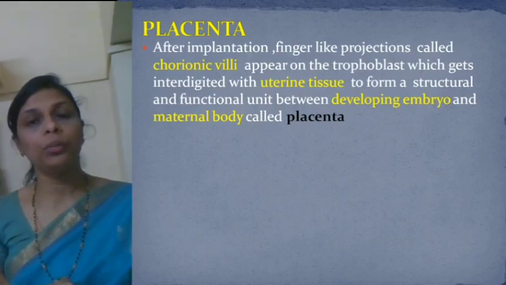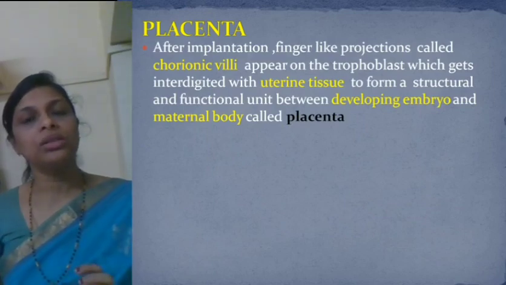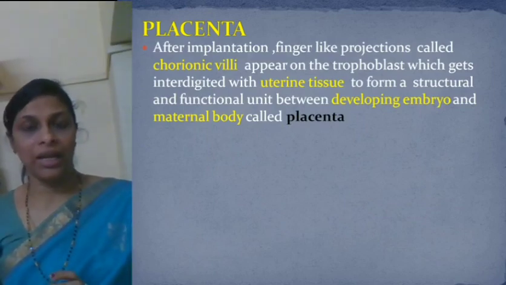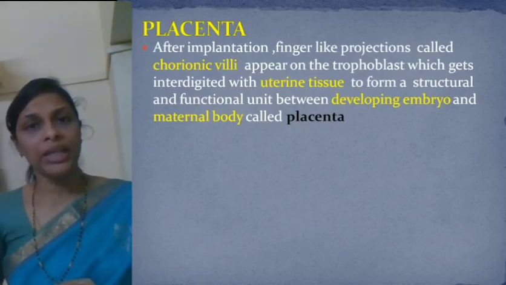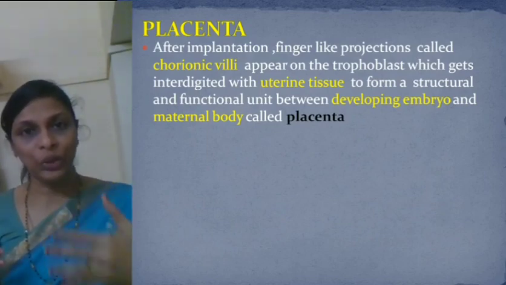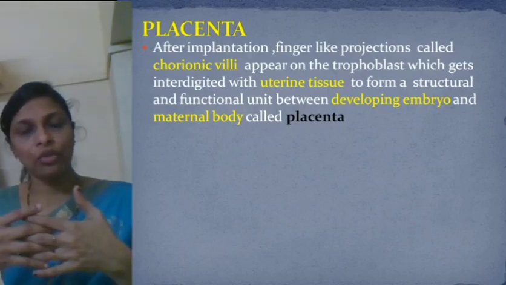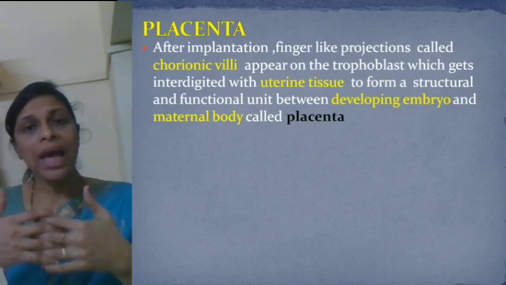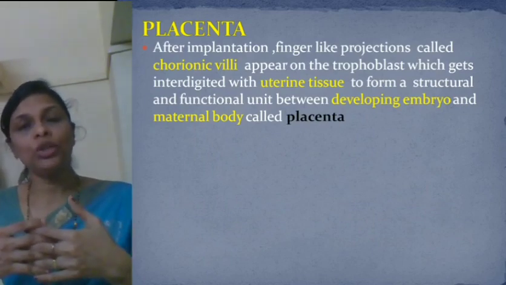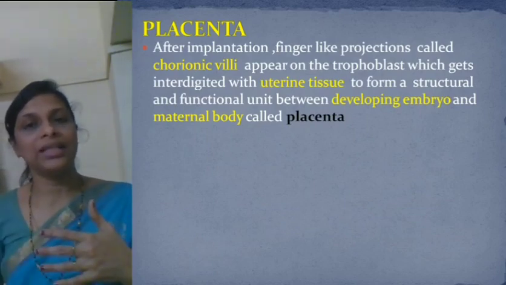Both these layers undergo some changes. Now what happens from the trophoblast layer? From the trophoblast layer, finger-like projections appear, and these are called chorionic villi. The cells of the endometrial lining also start dividing rapidly and cover the trophoblast, and during this the chorionic villi and the uterine tissue cells get interdigitated. They form a new membrane, which is a connection between the developing embryo and the maternal tissue, and this membrane is called the placenta.